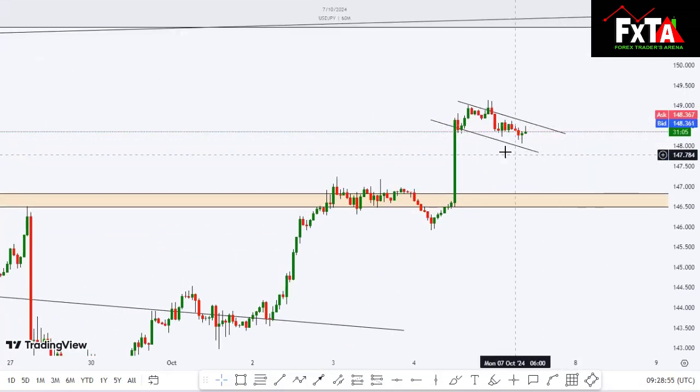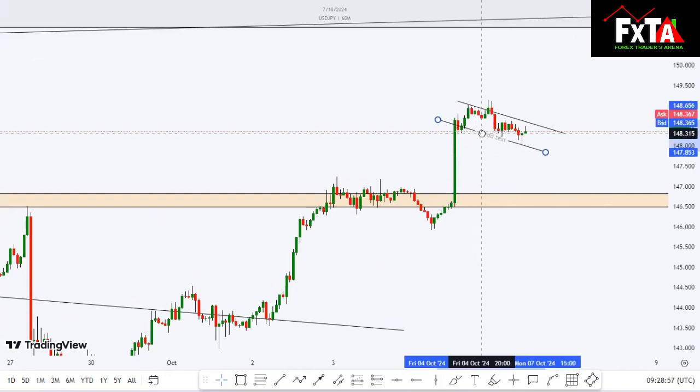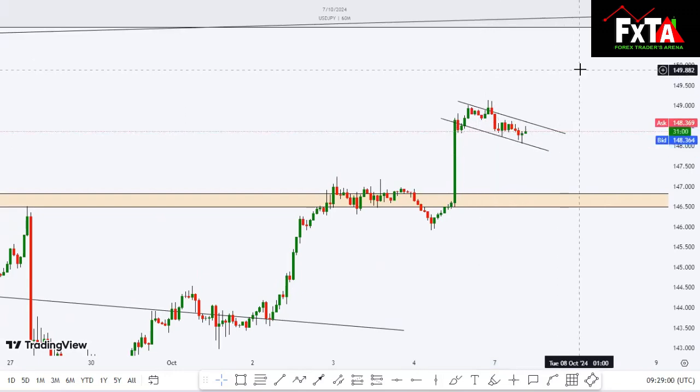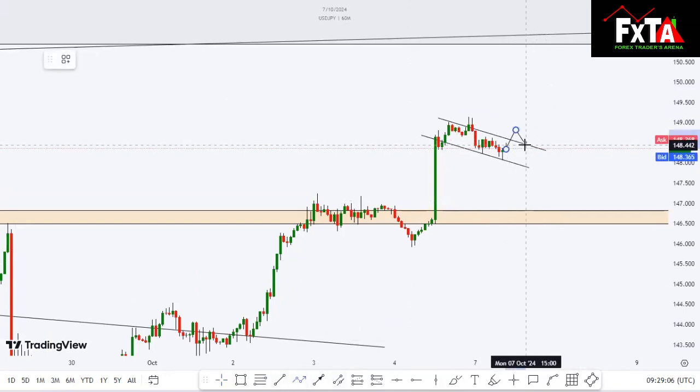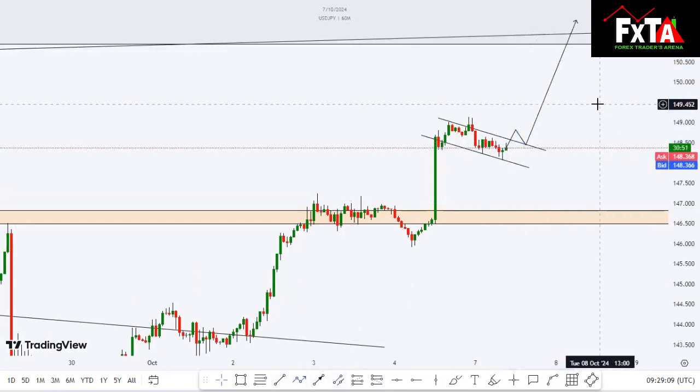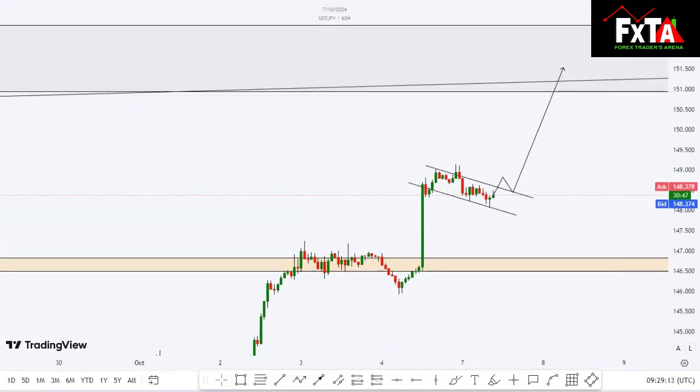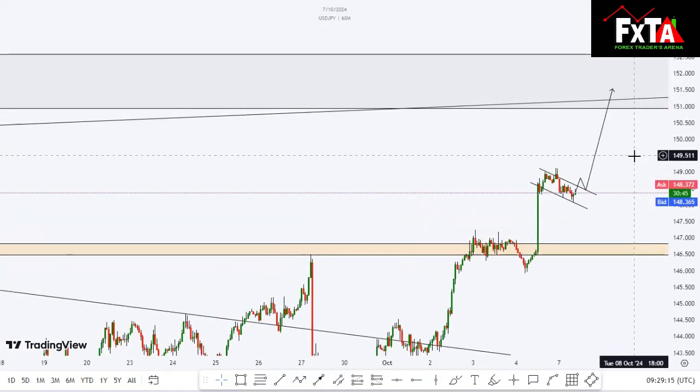Great. So this flag pattern is becoming quite obvious on the 1 hour time frame. We should just be expecting something like this: a break, a retest, then a move to our zone. But I am not interested in taking a trade like this. I'll wait for the big moves rather.